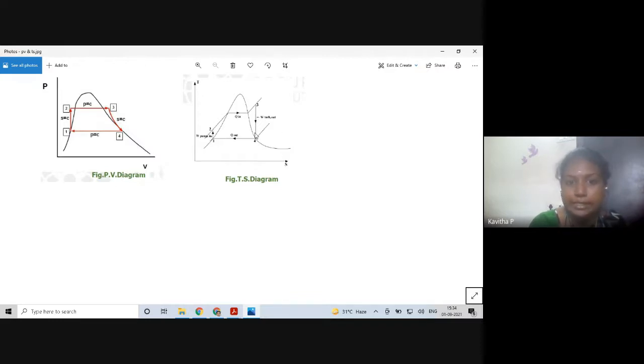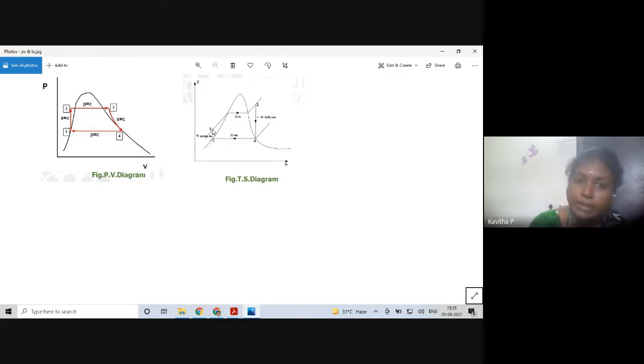Next is the TS diagram. T denotes the temperature and S denotes the entropy. This is the ideal graph, and the water which is entering the pump over here is going through an isentropic compression process, where the pressure is increased. When there is an increase in pressure, obviously there is going to be a slight increase in the temperature, which is denoted by this line 1 to 2.